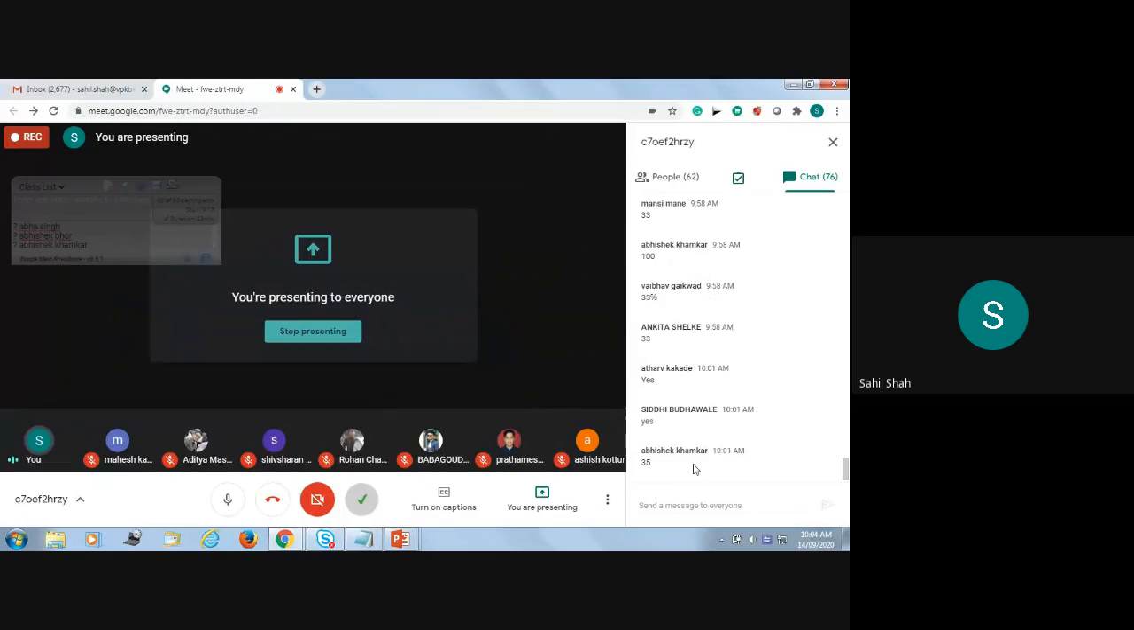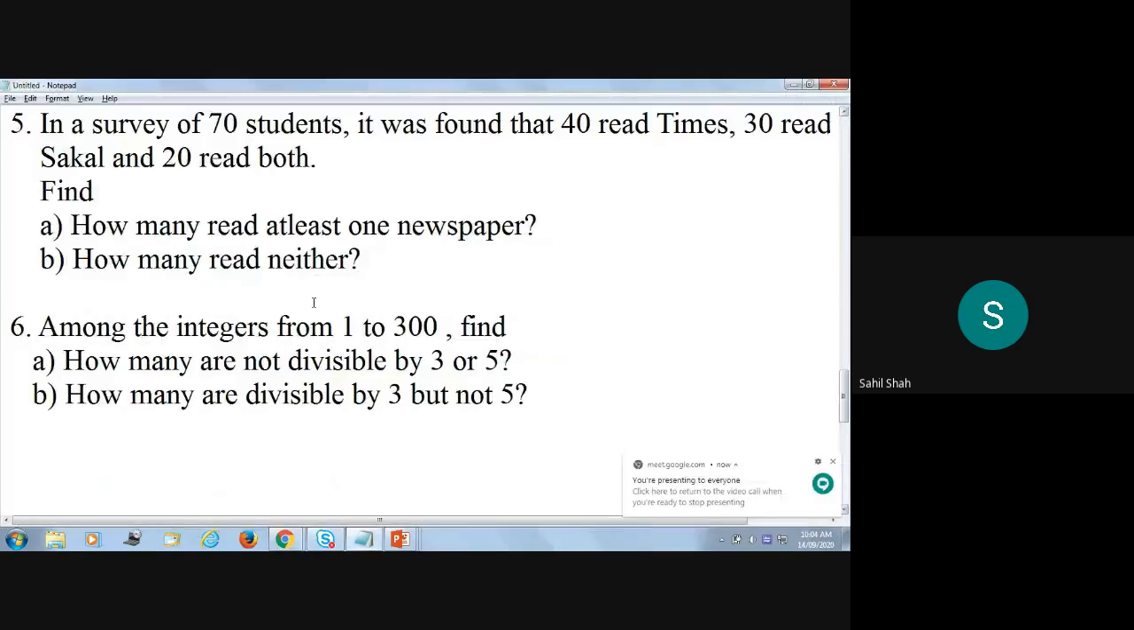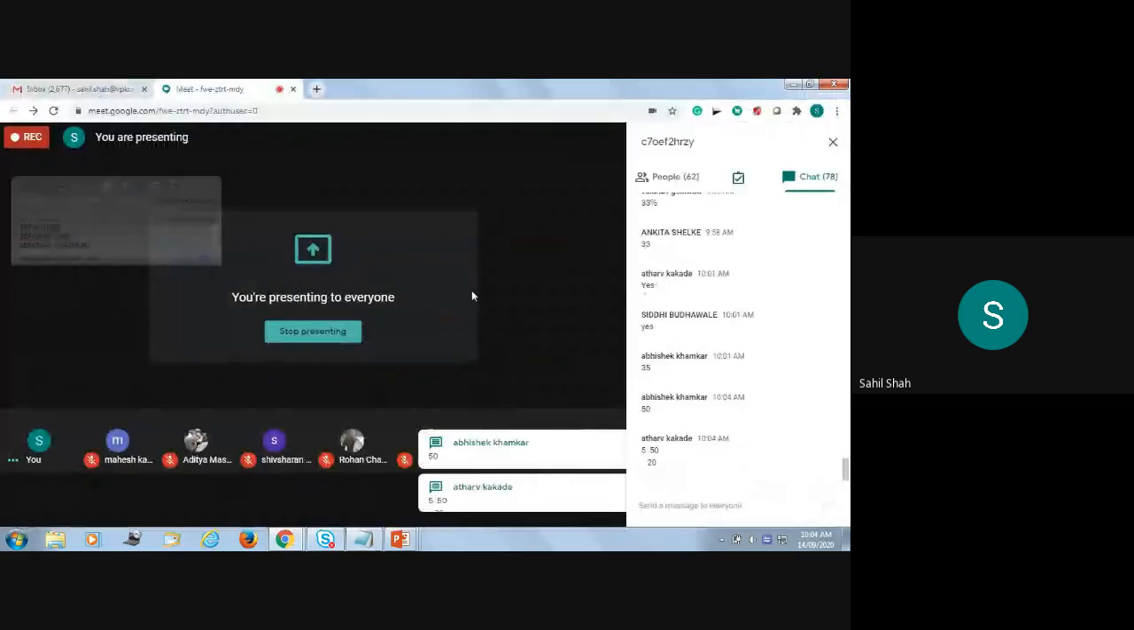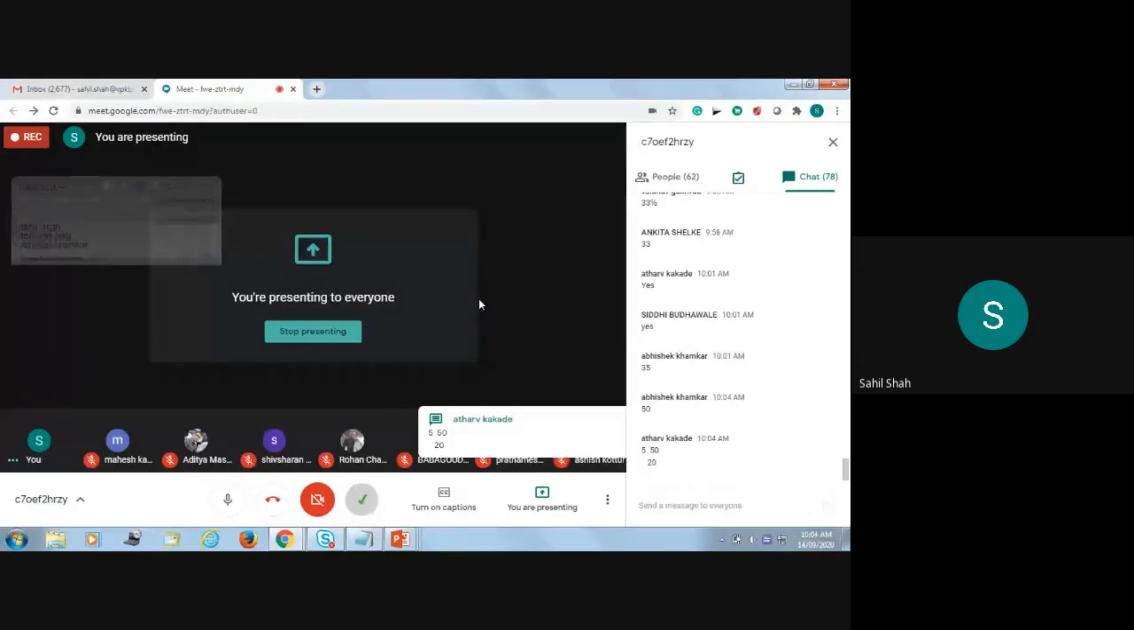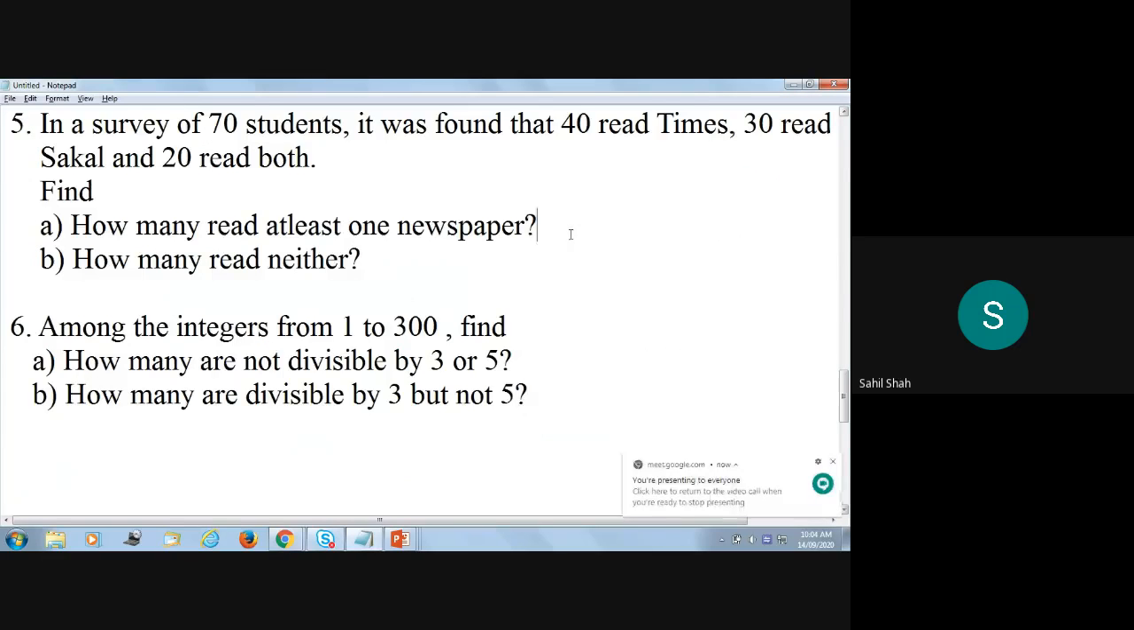35. Okay, 35 is the answer for what? 50, and not 35, 50. Okay, you are saying the answer is 50. At least one newspaper means I have to find the union. So 40 plus 30 minus 20 comes out to be 50. Very nice. And how many read neither?